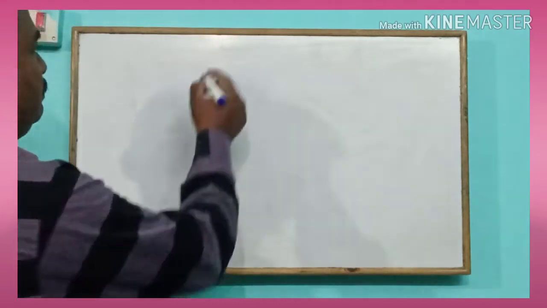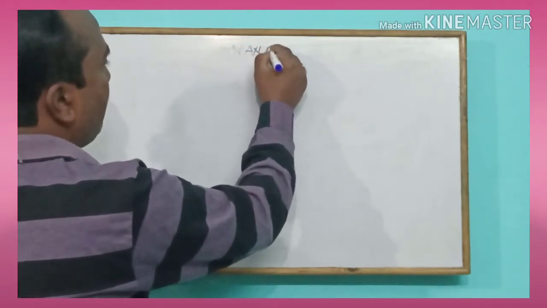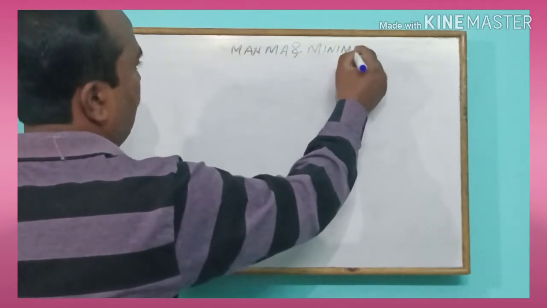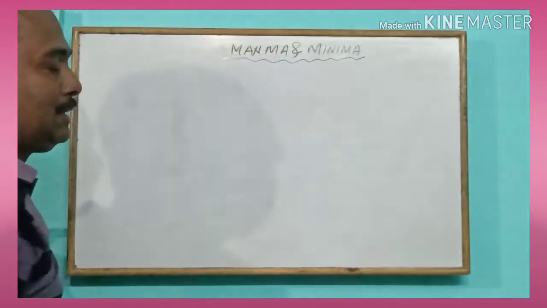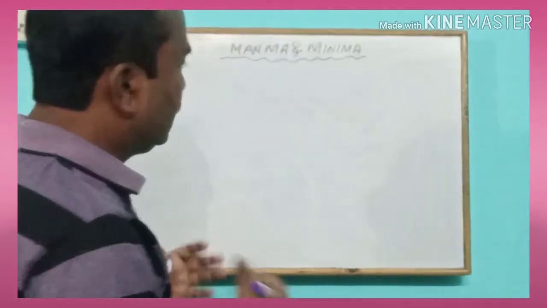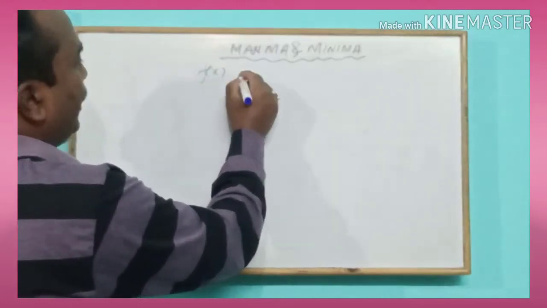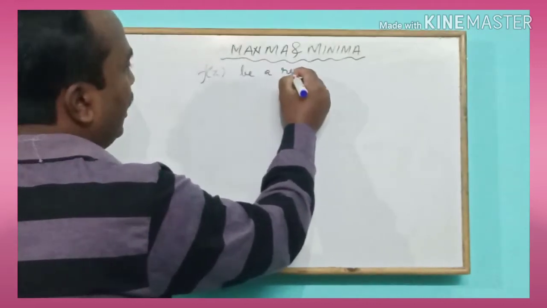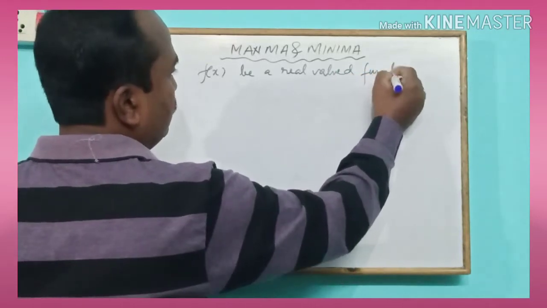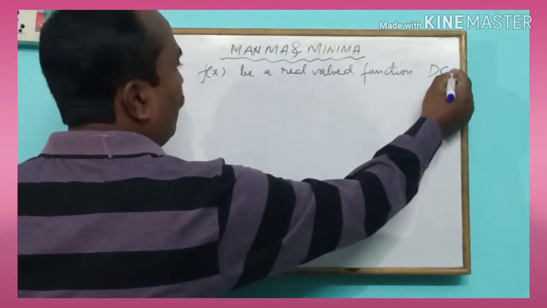Let us begin with the topic maxima minima. From the word maxima and minima, you can guess that it is something related to something highest and lowest. Now it is related to functions. Let f(x) be a real valued function defined in the domain D, which is a subset of R.